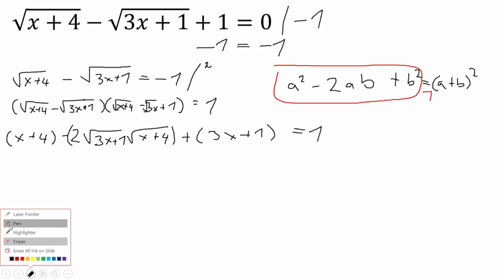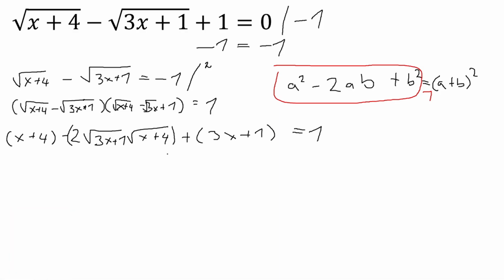So now what we can do is go and simplify our equation further. We can add the linear terms with each other and the absolute terms with one another. So x plus 3x would be equal to 4x, and 4 plus 1 would be equal to 5. And then we just rewrite the rest of the equation.